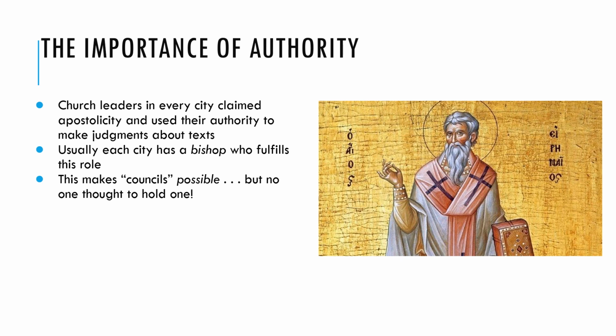And the interesting thing is that bishops developed very quickly in the 2nd century of Christianity. The one bishop, sometimes called the monarchical bishop because there's one of them in every Christian city. But no one thought to hold a church council until the time of Constantine.